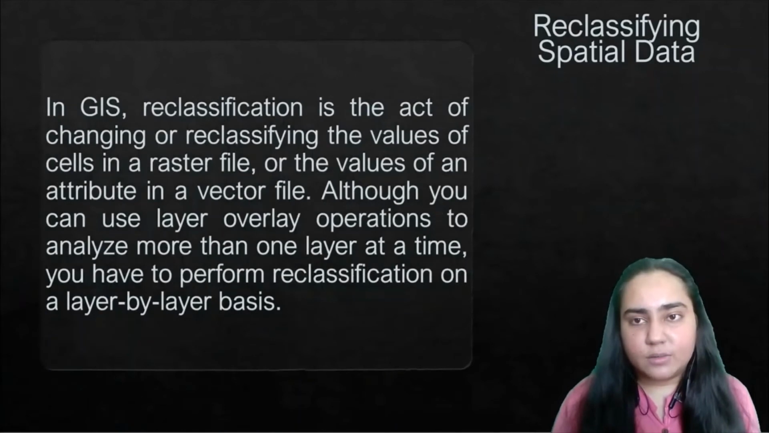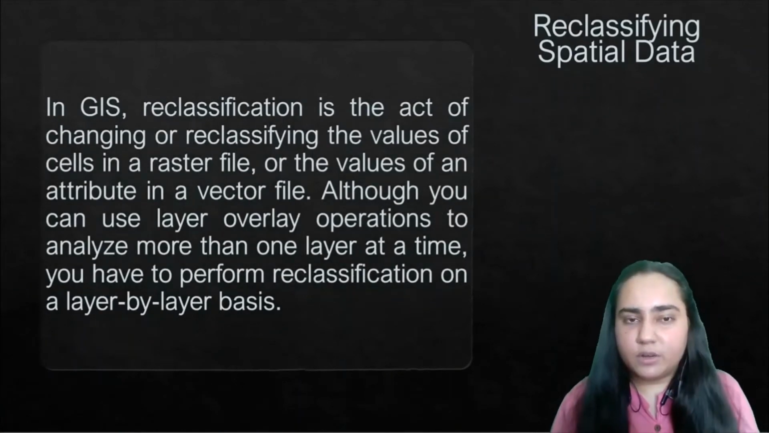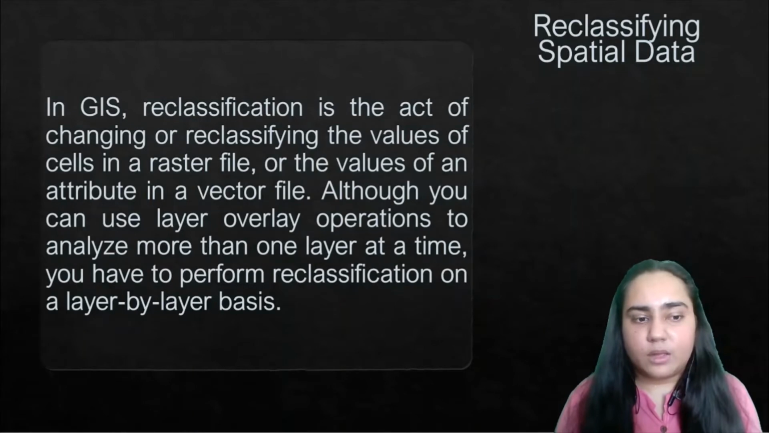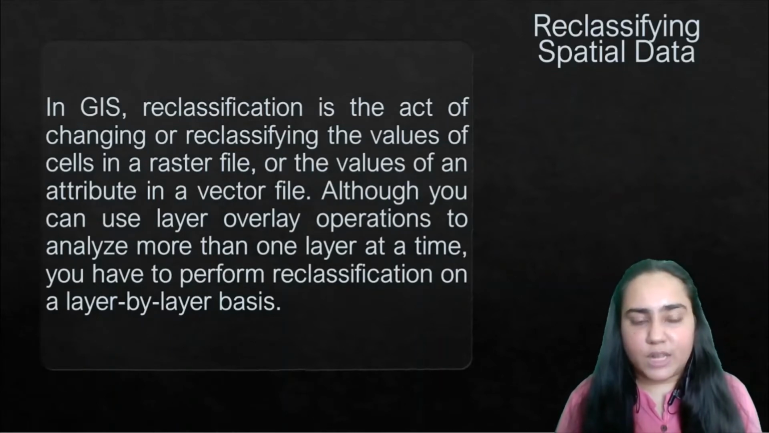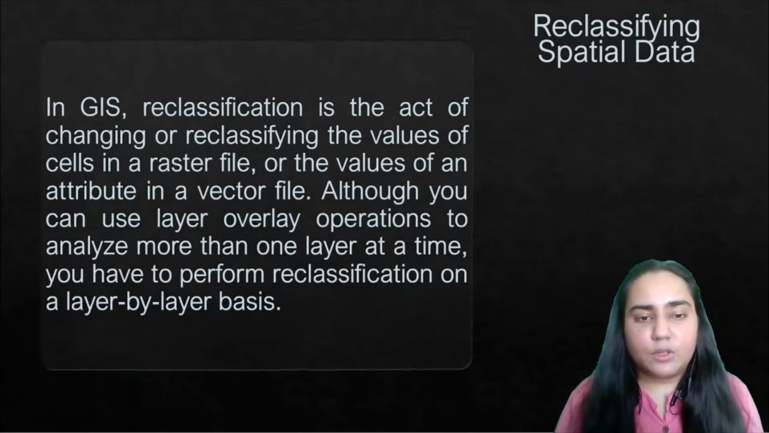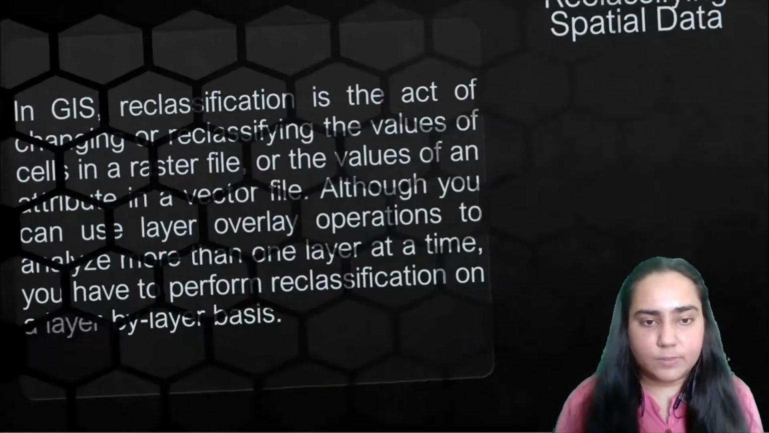In GIS, reclassification is the final thing we are going to study in this video before we move on to an actual example in the next video. So in GIS, reclassification is the act of changing or reclassifying the values of cells in a raster file or the values of an attribute in a vector file. Now, although you can use layer analysis overlay operations to analyze more than one layer at a time, you have to perform reclassification on a layer by layer basis.